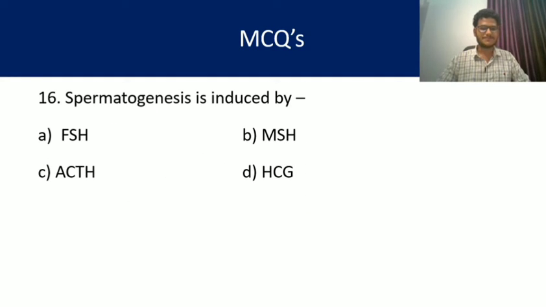Question number 16. Spermatogenesis is induced by which hormone? It is also a very easy one. It is the FSH and LH which induce the spermatogenesis. The answer is A, FSH.